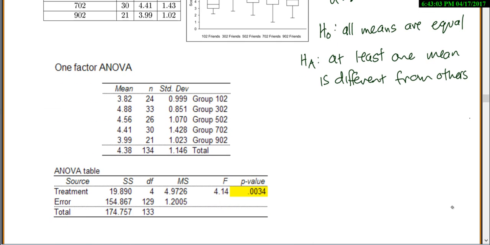So this is what our ANOVA output looks like from the computer. Each group, I have the group names, I have the mean, sample size, and standard deviation. Then you have this ANOVA table. Notice they have SS, that would be sum of squares, degrees of freedom, mean square, an F test statistic, and a p-value. Now notice this does say treatment, and we're used to calling it group. Treatment just means the same thing as group.